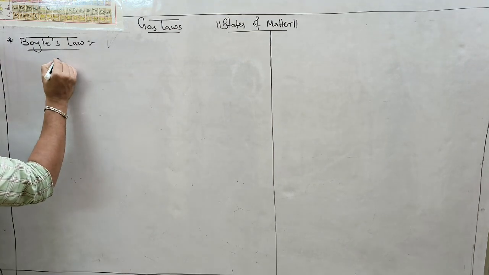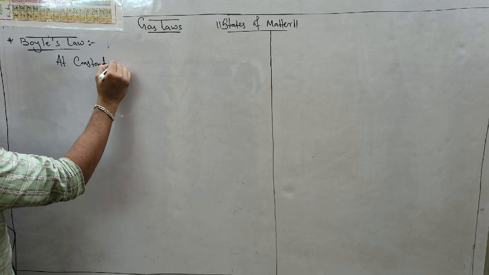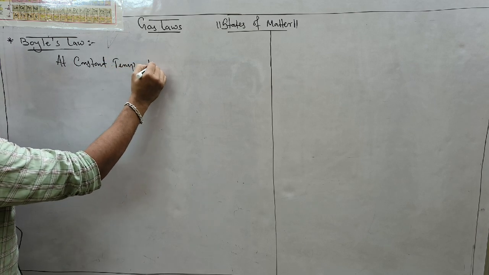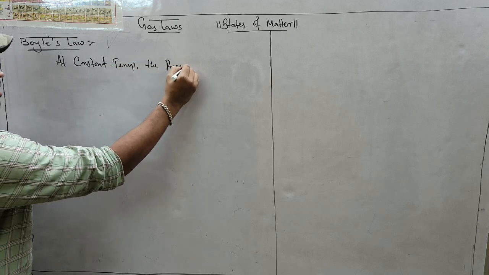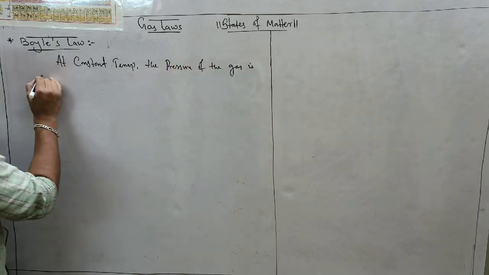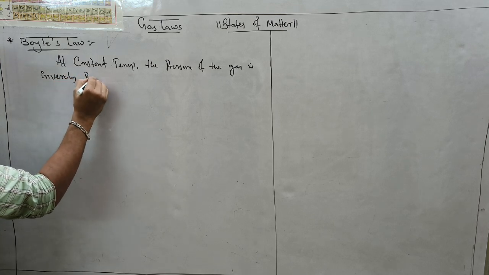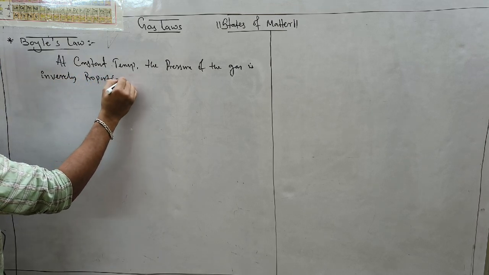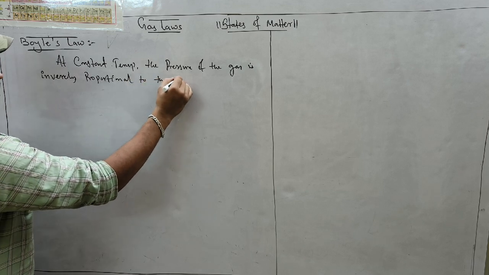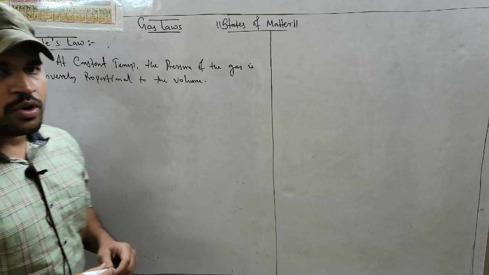So here, at constant temperature, the pressure of the gas is inversely proportional to the volume of gas.